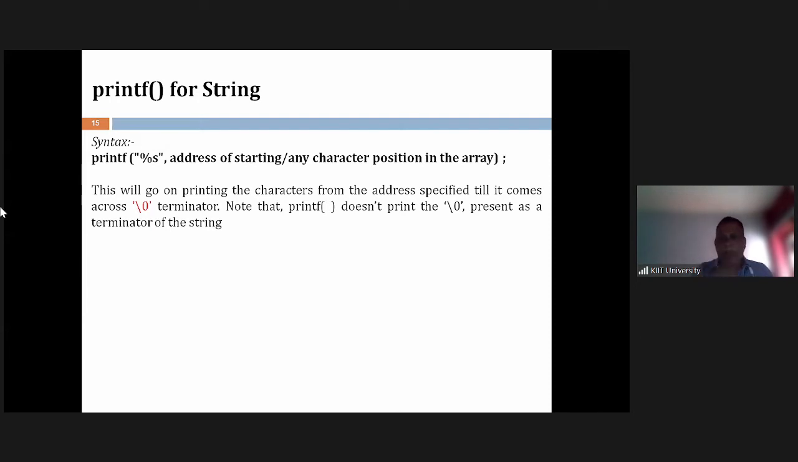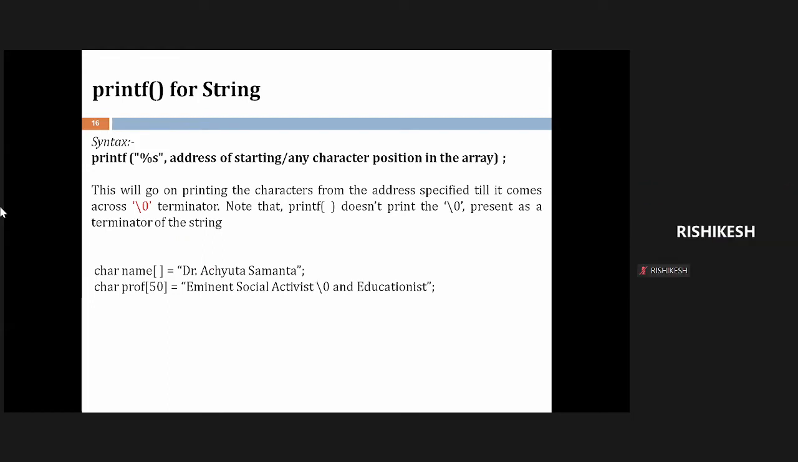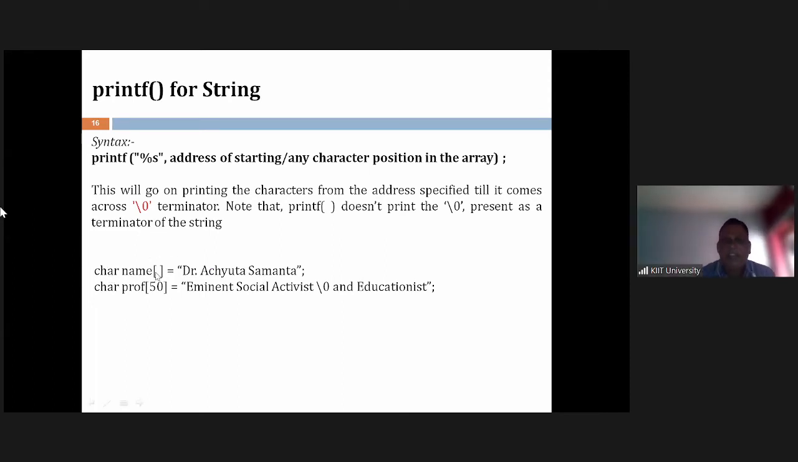So now, \0, if you look at this, suppose I wrote a character array name and Dr. Achyuta Samanta. You know, he is the founder of this TV. Yes sir. So he's an eminent social activist \0. Look at this. In this case, if I want to print Dr. Achyuta Samanta, I can write simply printf percentage s name. I don't have to write ampersand name. Name is the address of the first character. So it will go on printing from here. As you know, in case of a string, at the end of the string, \0 is automatically inserted. It will go on printing up to this.